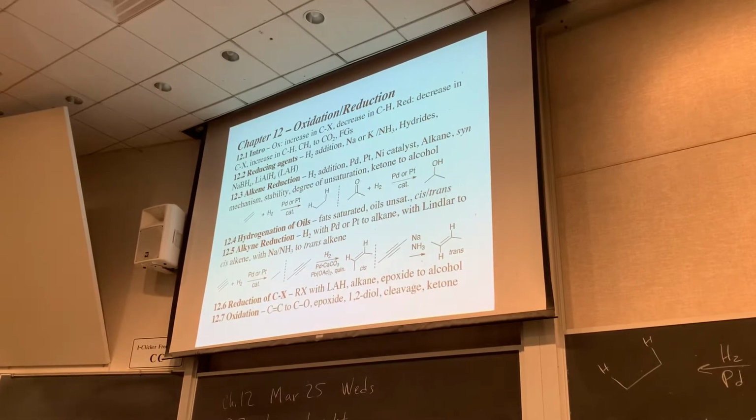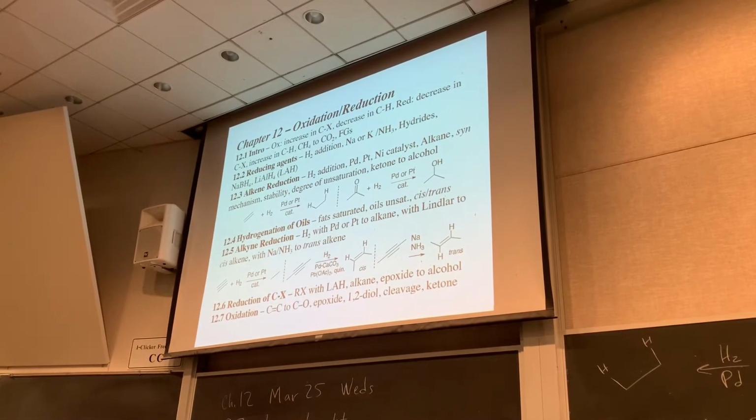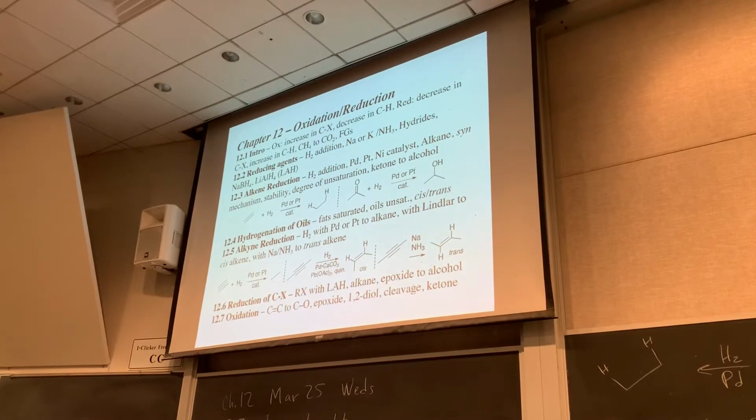We'll also talk about carbonyl reduction. Ketones or aldehydes can also be reduced. But remember last time we said carbon-oxygen double bonds are more stable.